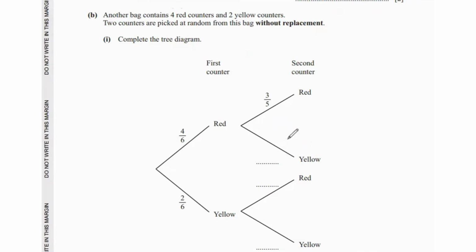The probability of getting a yellow would be 2 out of 5 because he didn't take the yellow counter. So the number of yellow counters are the same, but the total number of counters is still one less. Now, if he's taking a yellow counter, then red counters would be 4 out of 5 and yellow would now be 1 out of 5. So that's your complete tree diagram.